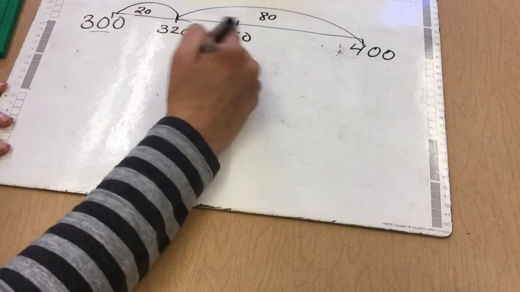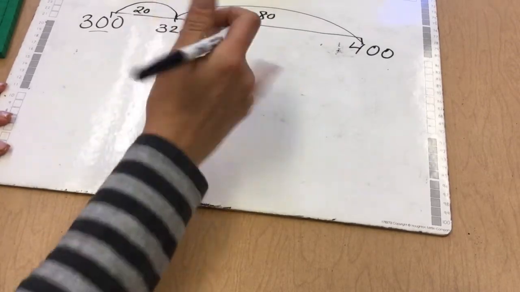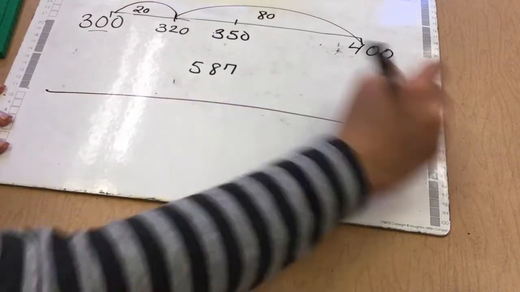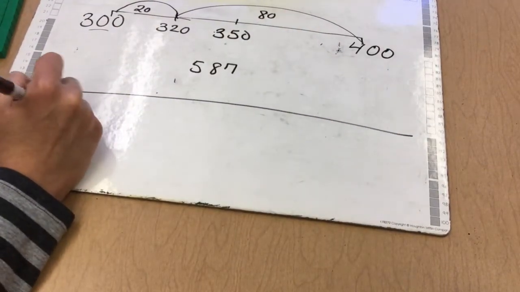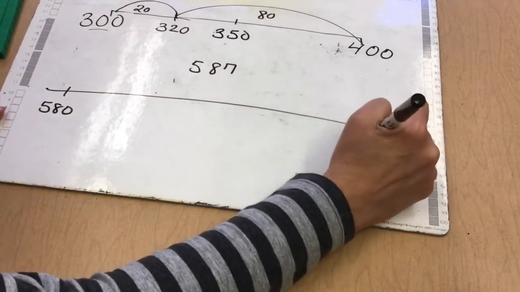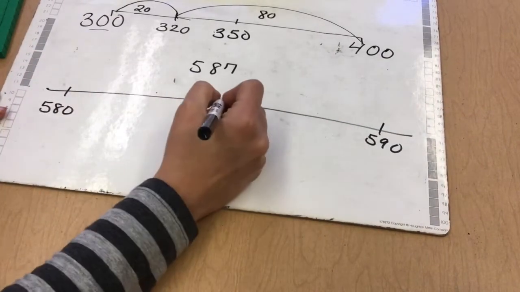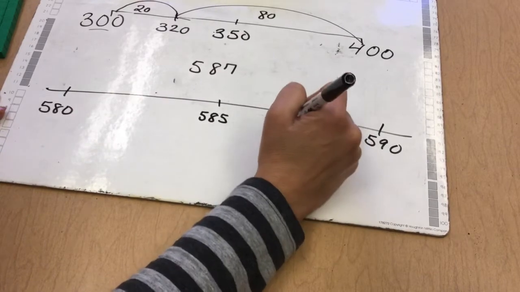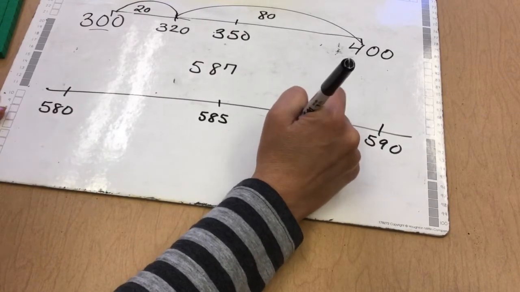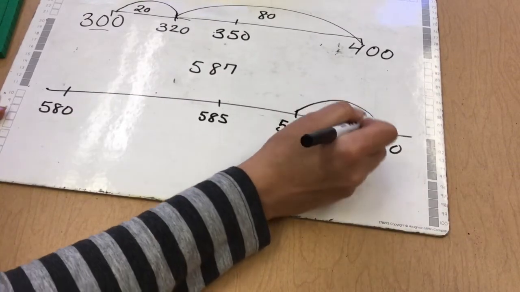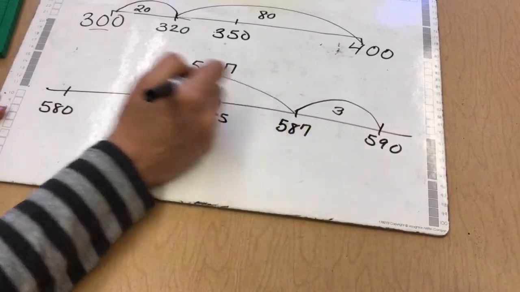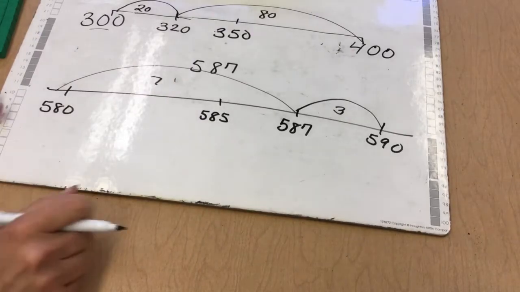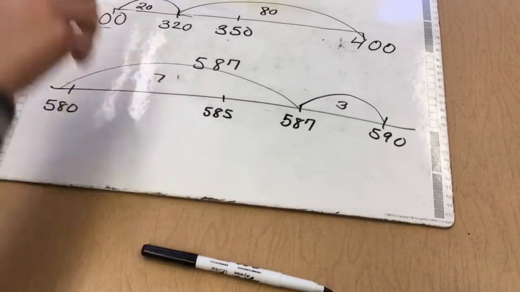Or we want them to be able to round to the nearest 10. So if they had 587, 587 is between 580 and 590. The midway point would be right about there. 587 is more than the middle, and so it's 3 away from 590. It is 7 away from 580, and so it is rounded to 590.